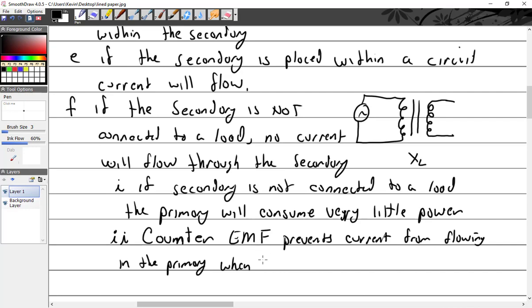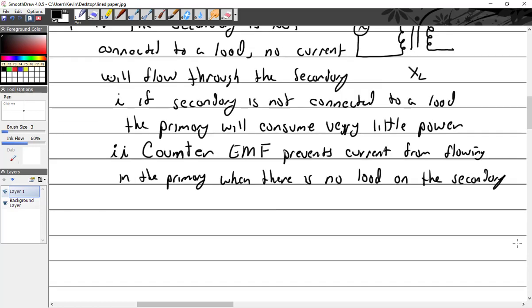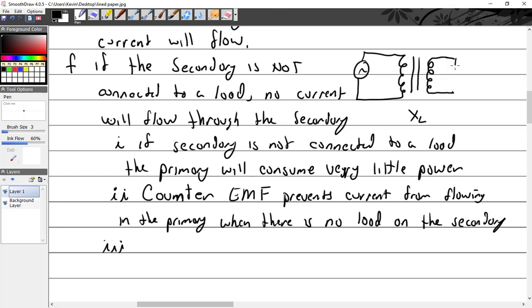When there is no load on the secondary, I think this is kind of cool. So when the secondary is connected to a load, we'll come back up here. Maybe we'll connect it to a load. Let's make it a resistor. When the secondary is connected to a load, the magnetic field in the secondary, so remember what happens.